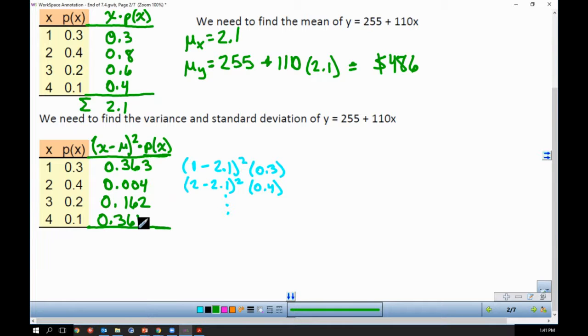Now we gotta add them all up. .89. So what does this .89 give us? Variance. Variance of x. So this is our variance of x is .89.